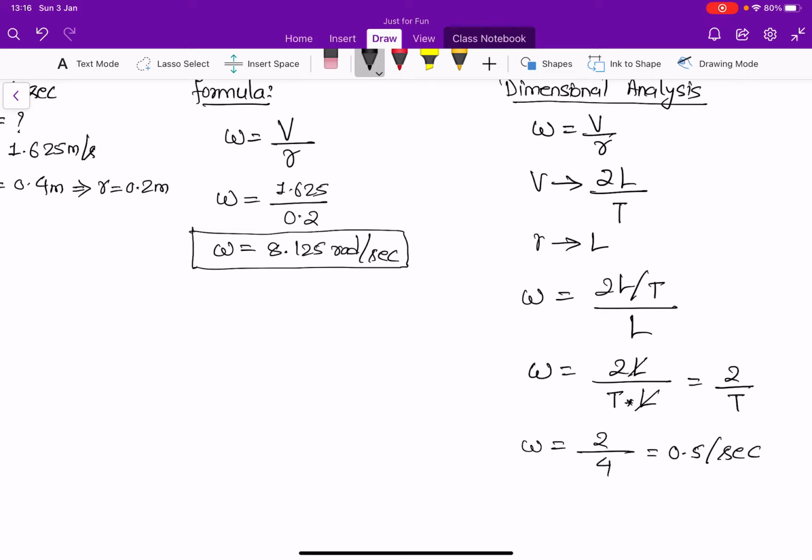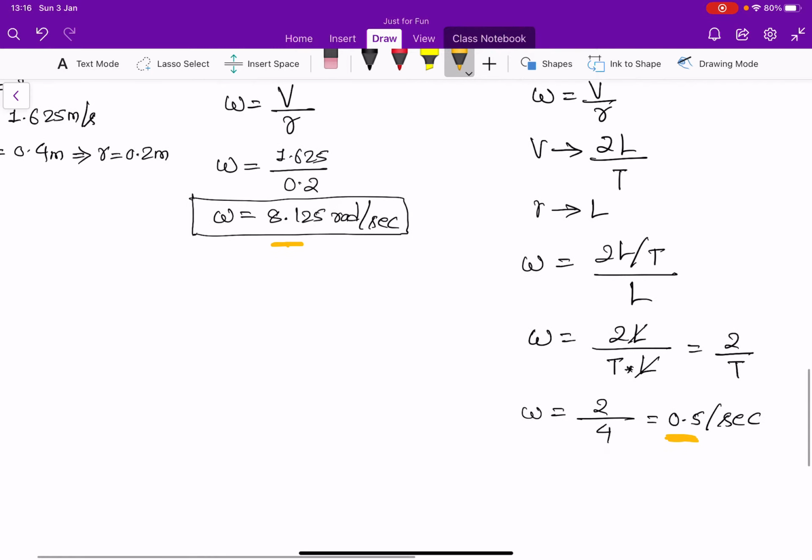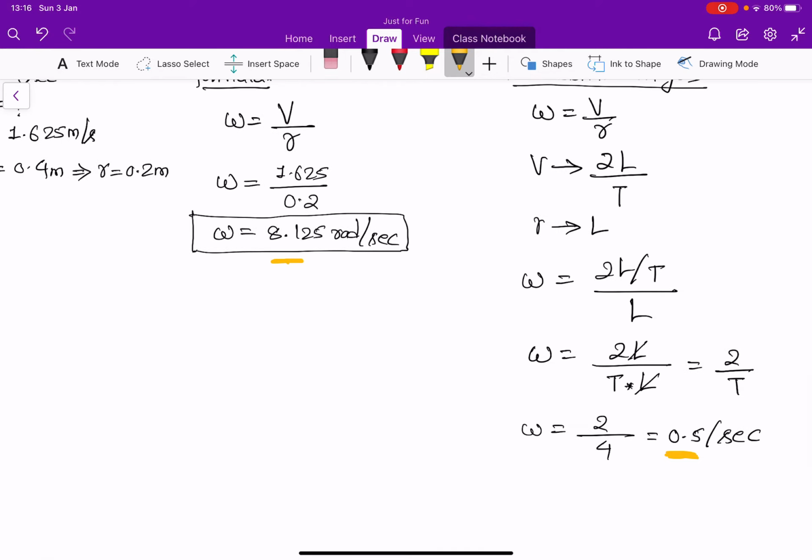But if you look at the answer of your formula, we are getting 8.125, and our answer for this omega is 0.5. So they are not matching with each other. And plus, if you look at the unit, they are also not matching with each other. So there is something different, and the difference in the dimension is because of the angle.